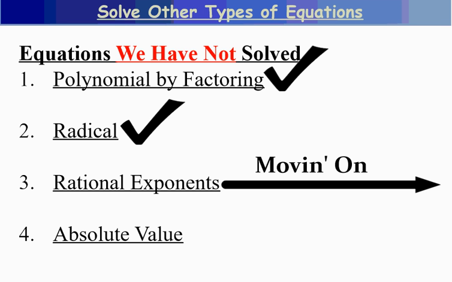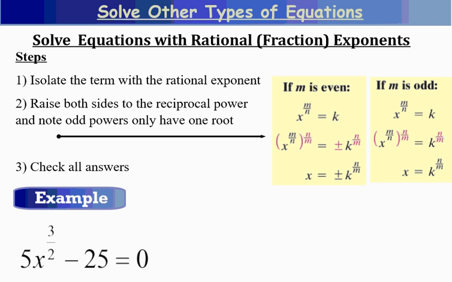So far, we've done all different ways of solving polynomials. By factoring, we've done radicals. We have 2 left. The first one's rational exponents. So the steps for solving a rational exponent are to first isolate the term with the rational exponent. It's exactly what we did with radicals. Rational exponents just means fractional. You might recognize the word ratio in there.